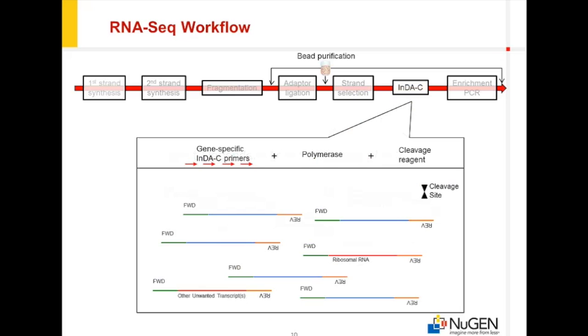So the way this works is we design gene-specific InDA-C primers that will anneal to regions of unwanted transcripts. Shown here, after the annealing event, we then extend from these InDA-C primers into the reverse adapter sequence, thereby forming a double-stranded cleavage site in the reverse adapter, shown here in these two black triangles. We then specifically cleave at this point, thereby removing the reverse adapter sequence from molecules such as ribosomal RNA or other unwanted transcripts and minimizing their presence in the final library.